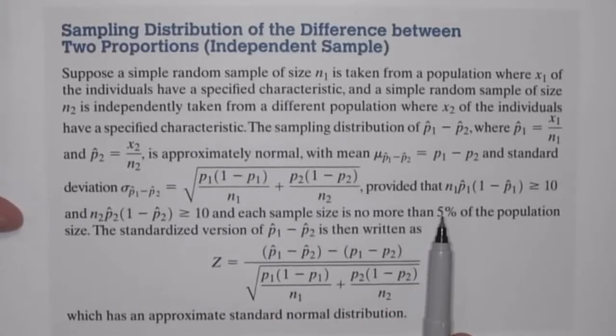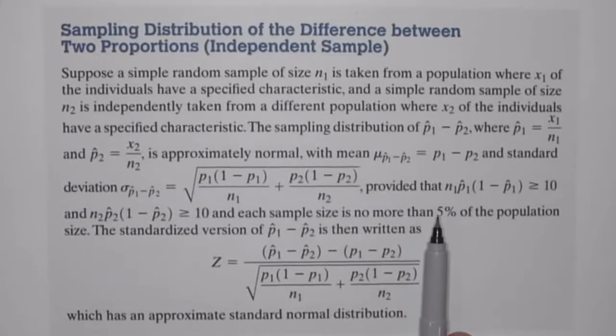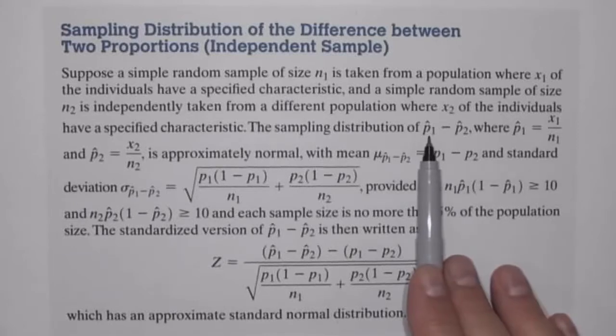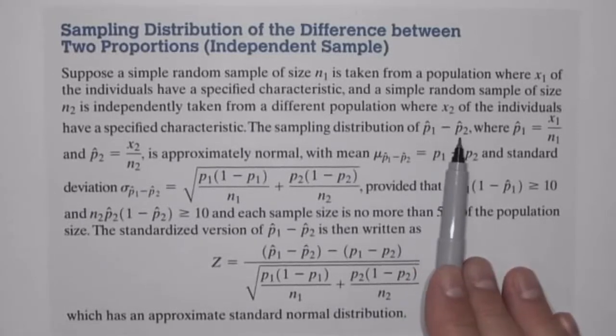So that's the significance of this. We will have an approximately normal distribution, as long as these conditions are met, for this sampling distribution of p hat 1 minus p hat 2.